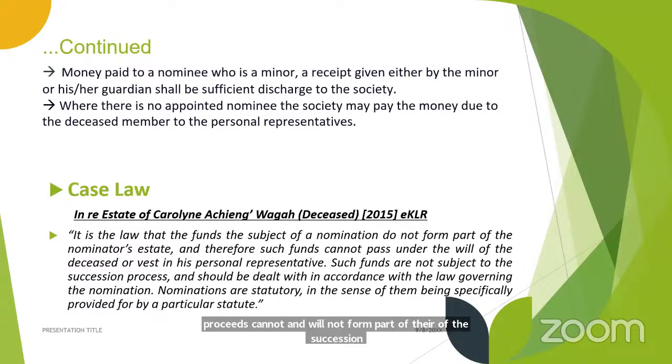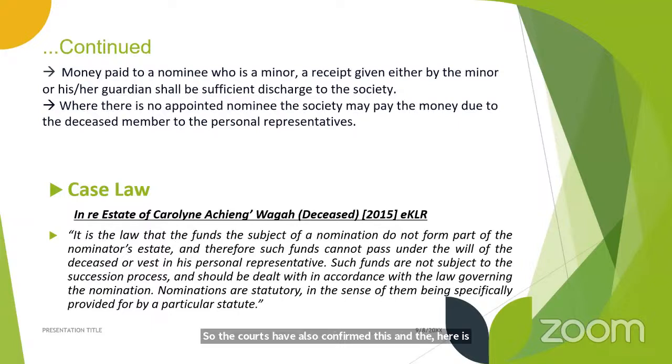The courts have also confirmed this, and here is case law by Justice Musyoka in 2015, in the case of In re Estate of Caroline Acheng Waga, and I'll just read it out verbatim: it is the law that the funds, the subject of a nomination, do not form part of the nominator's estate, and therefore such funds cannot pass under the will of the deceased or vest in the personal representative. Such funds are not subject to the succession process and should be dealt with in accordance with the law governing the nomination.